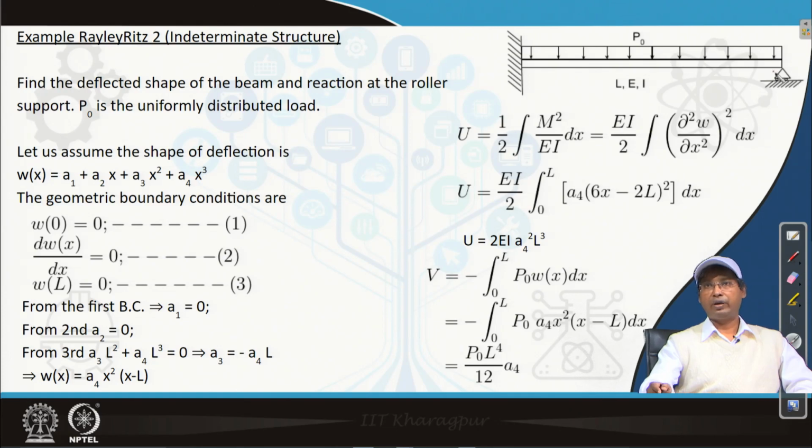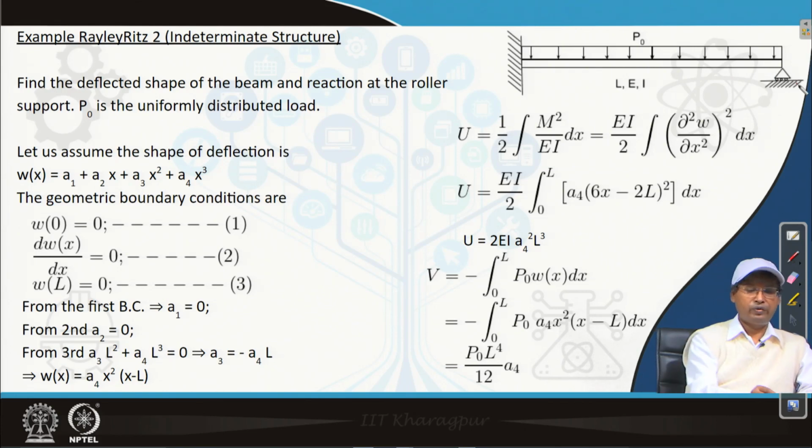This is a propped cantilever beam under uniformly distributed load. Find the deflected shape of the beam and the reaction at the roller support. P 0 is the uniformly distributed load. Let us assume the shape of the deflection is W x equals A 1 plus A 2 x plus A 3 x square plus A 4 x cube.